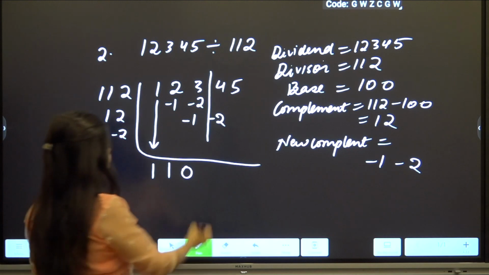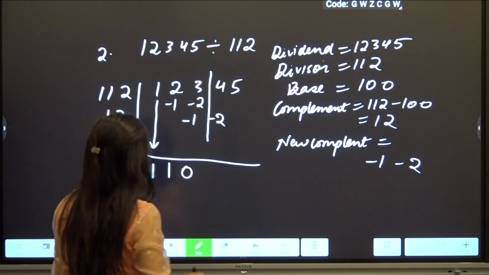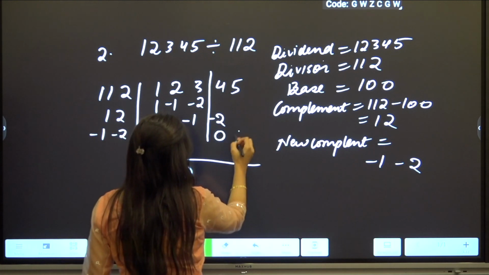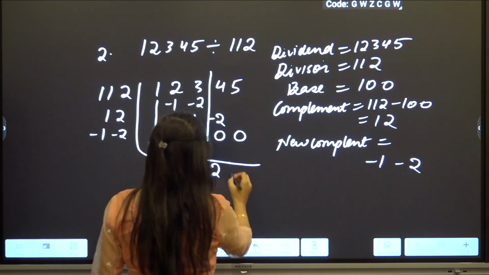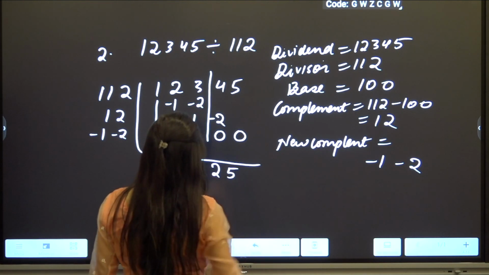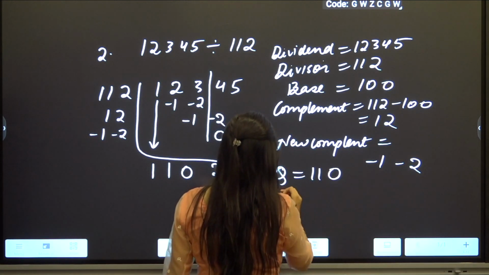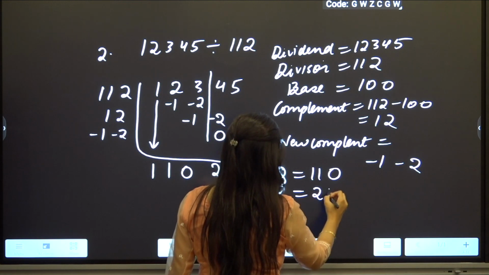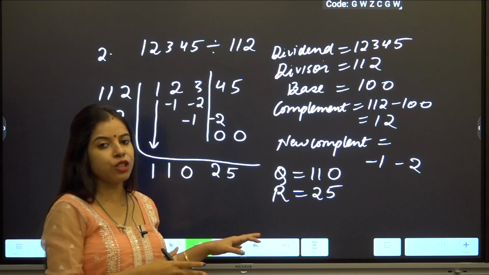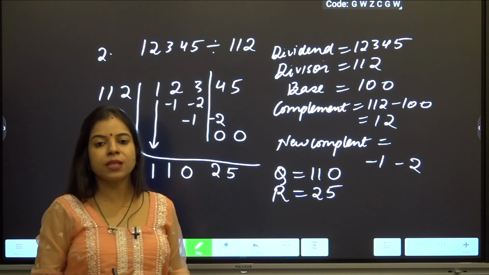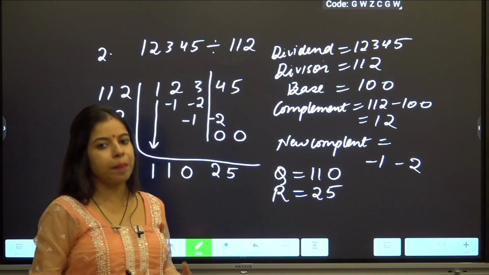Next is multiply 0 with minus 1 and minus 2. So this will become 0 and 0. So this will become 2 and this will become 5. So quotient here is 110 and remainder here is 25. So in this manner we can apply the sutra to the numbers which are closer to the base and they are greater than the base.